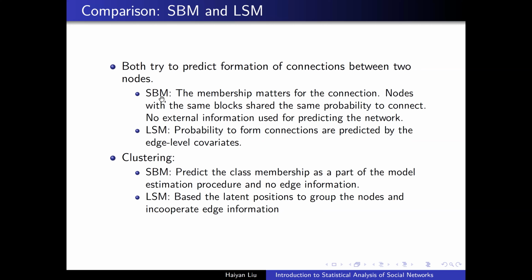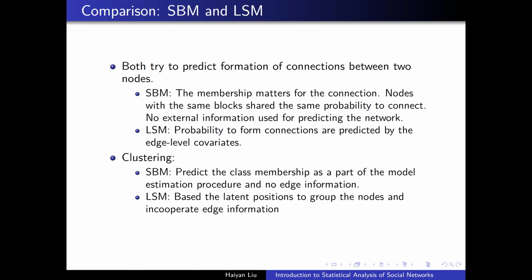The stochastic block model assumes that the membership matters for the connection. There are no other covariates that help to explain the formation. Nodes with the same blocks share the same probability to connect. No external information is used for predicting the network.